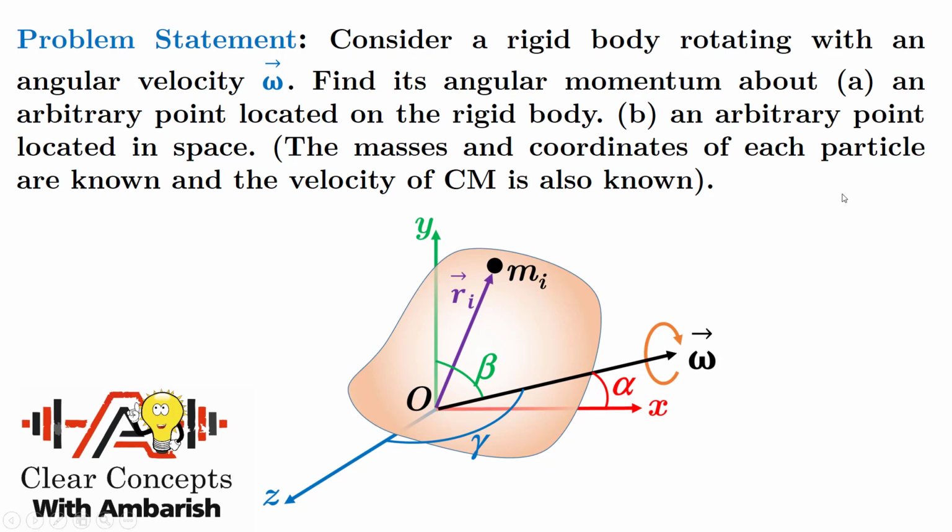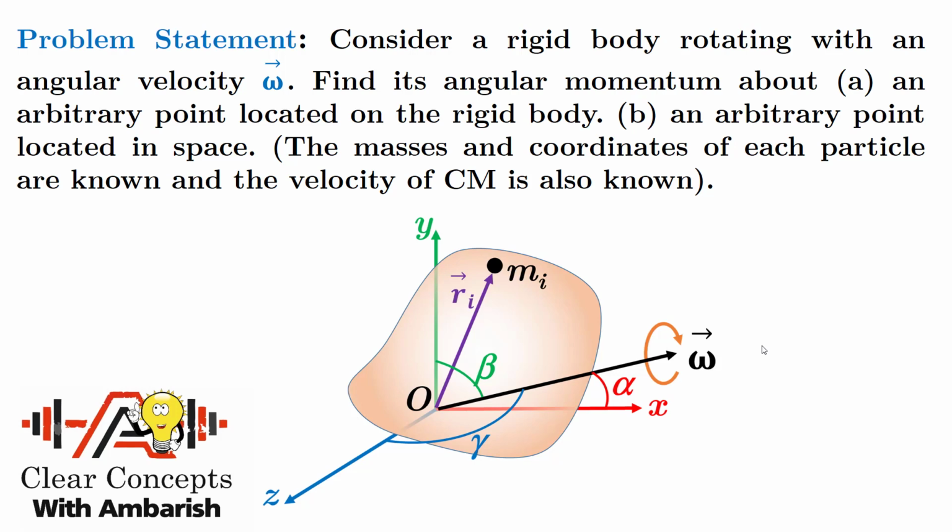Alright, so now let's do this problem. There are 2 parts of the problem. One is about a point on the rigid body itself, where we want the angular momentum, and the other is about a point in space. So how do we proceed with this? We'll go with the basic definition and keep deriving and expanding upon the basic definition itself. So we'll do it from scratch.